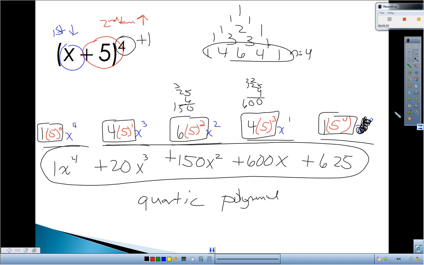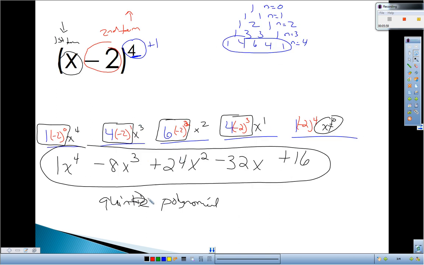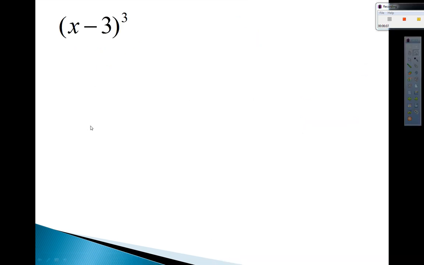polynomial. And I'm going to go back, because I think on that last one, this one should also be a quartic polynomial, since it's a degree 4. All right, let's look at one more.